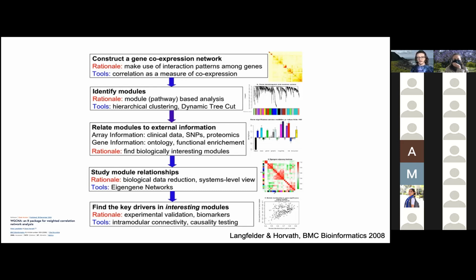The last thing that the original WGCNA does is try to find the key drivers in these modules. It looks at the network structure to figure out which genes are the most highly connected in the network, and then thinks about those genes as potential biomarkers for identifying a disease, or trying to modulate that particular gene as a treatment of the disease.